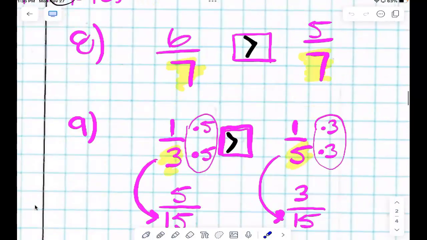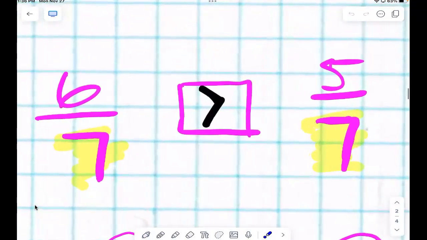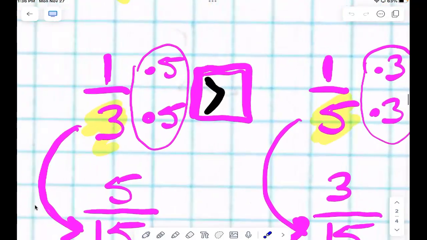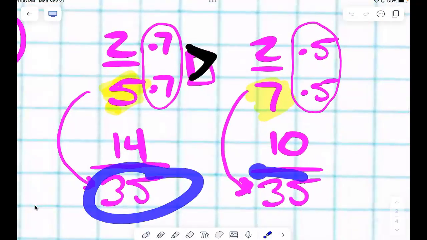Why didn't I do bubbles on this one? Because they have like denominators. Denominators are the same, nothing to do. Are the denominators the same on this one? No. Are the denominators the same on this one? No. So therefore I need to find common denominators, right?